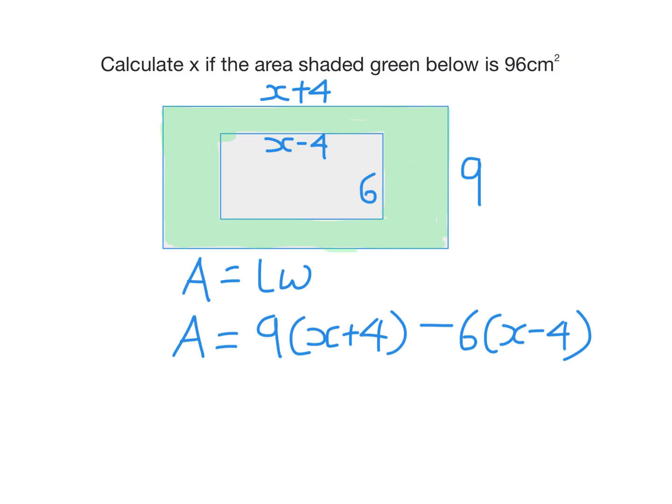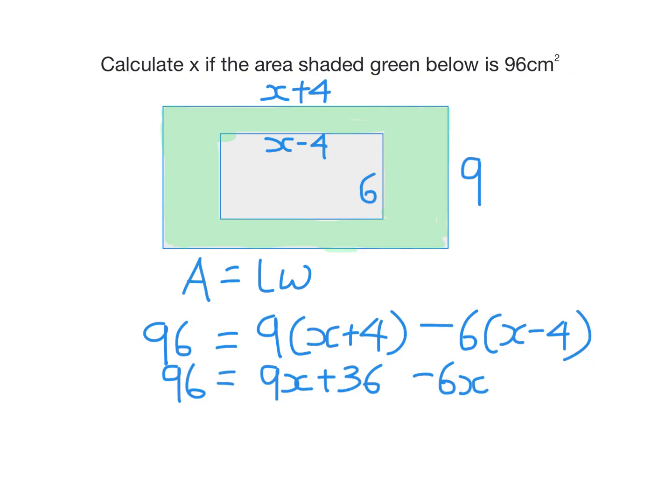Now, we're told in the question that the area is 96. So I'm going to replace big A here with 96. I now have an equation. I solve for the unknown, which is x. What I'm going to do is expand each bracket. So I get 9x plus 36 from the first bracket. Negative 6x. Now just be careful here. It's negative 6 times negative 4. So we get positive 24 here.